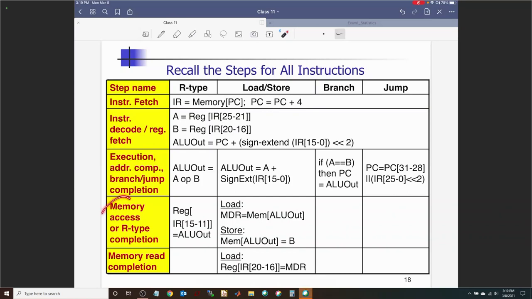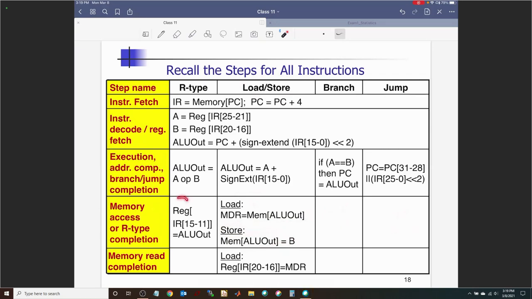Then there is memory access. Well, in some of them there is memory access, for some of them there is no memory access, especially for load or store. For load or store, there is memory access. In load, you are reading from memory. In store, you are writing to memory. No memory access for branch, no memory access for jump.